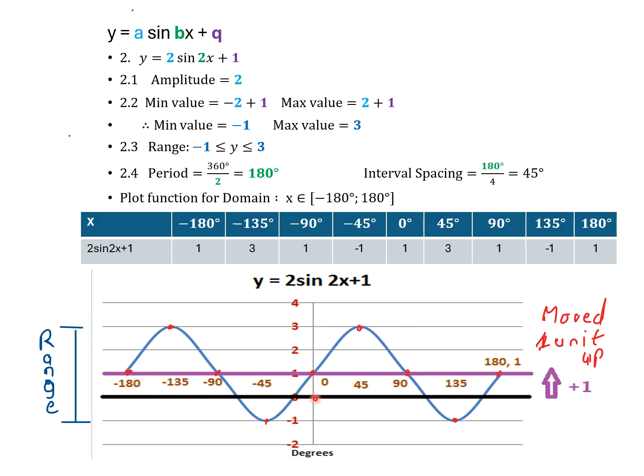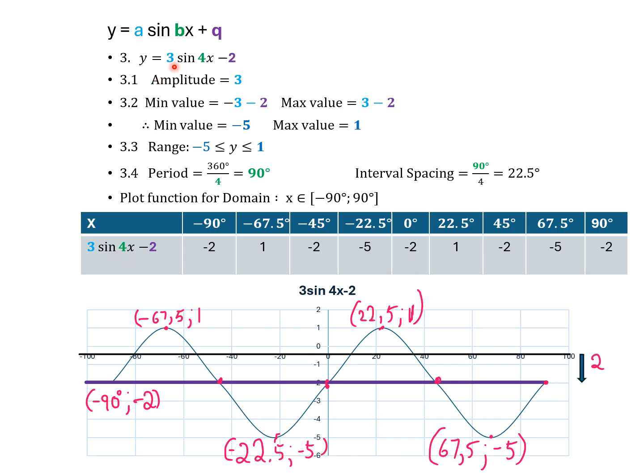So you can see the whole graph moved 1 unit up there to the purple line. Now you can see my range goes from 3 to minus 1. So therefore that's my maximum value, which is now 3, and my minimum value, which is minus 1. So that is for that graph. Right, let's look at the next problem.